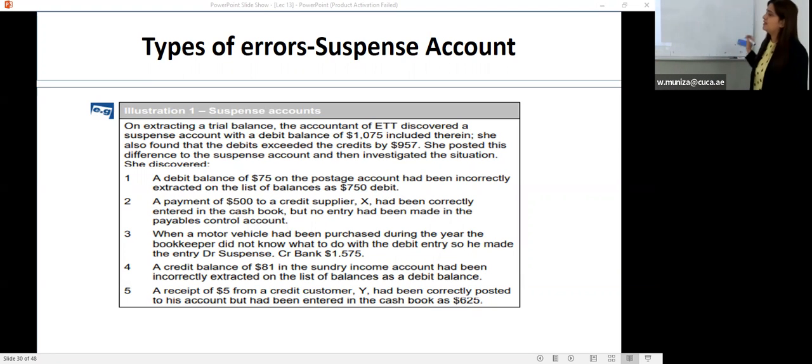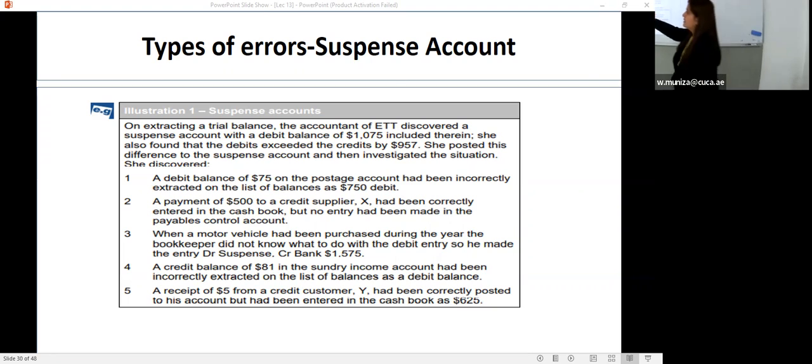On extracting the trial balance, the accountant of ETT discovered a suspense account with the debit balance of 1,075 included therein. She also found that the debits exceeded the credits by 957. Students, if debits are exceeding the credits, where should you put the balance on the suspense account? Credit side. Obviously, when your debits are more than the credits, in order to balance it on the suspense account, you are going to put the balance on the credit side.